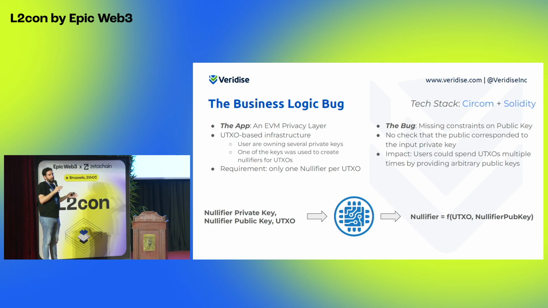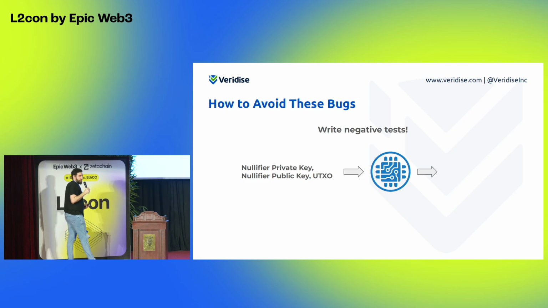So then they essentially could start spending the same UTXO over and over again. Okay, so this sounds bad. So how do we prevent that? Luckily, the solution here is very easy. We just write negative tests.